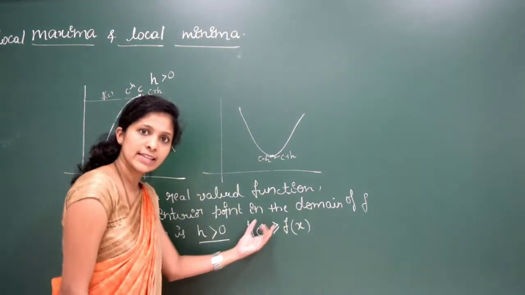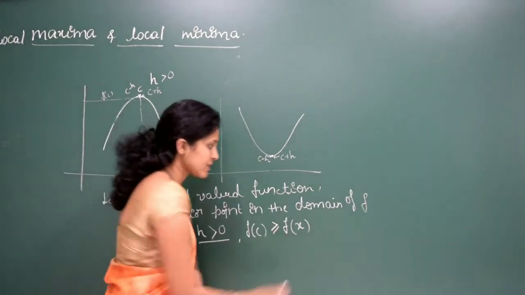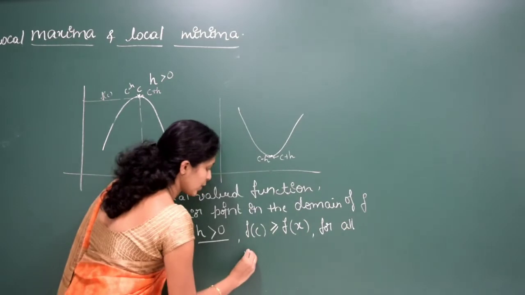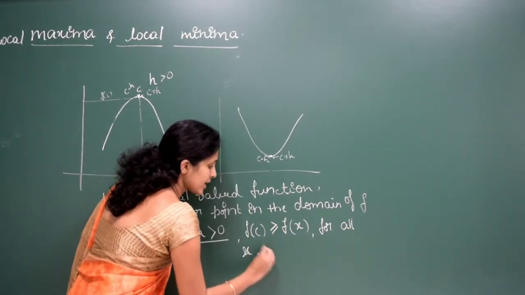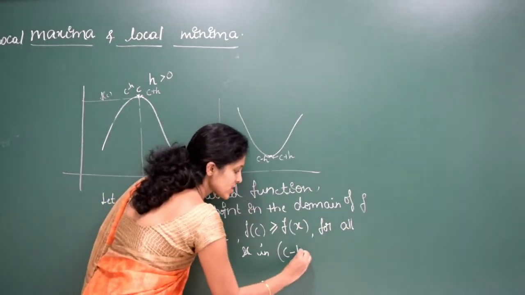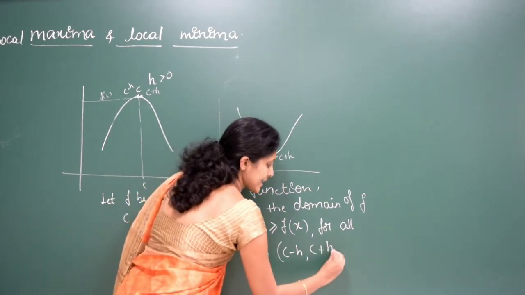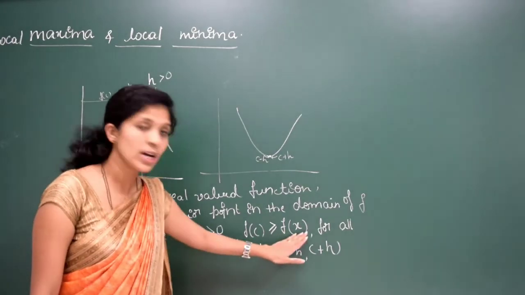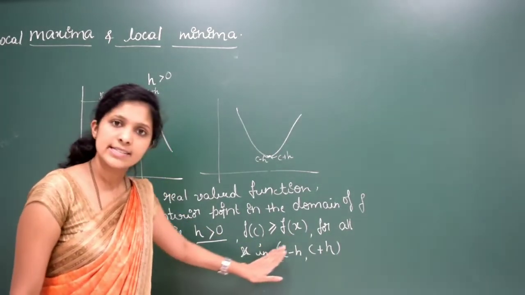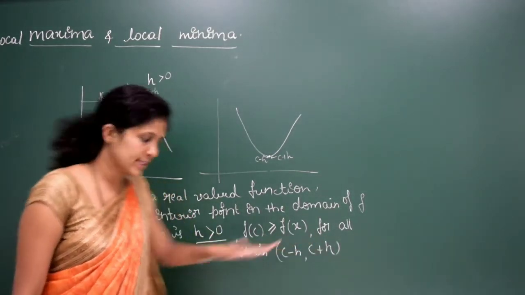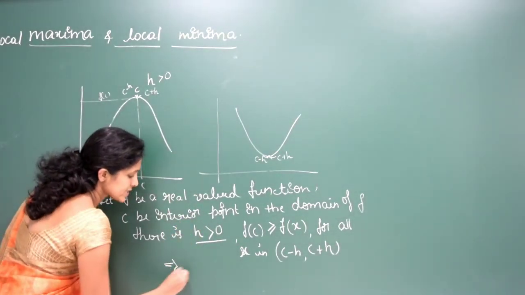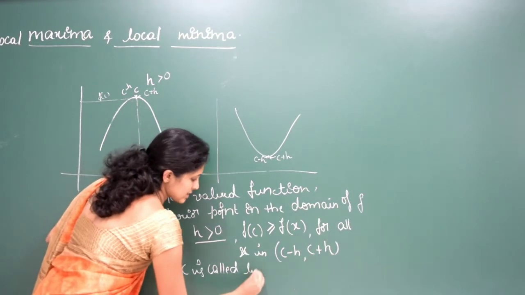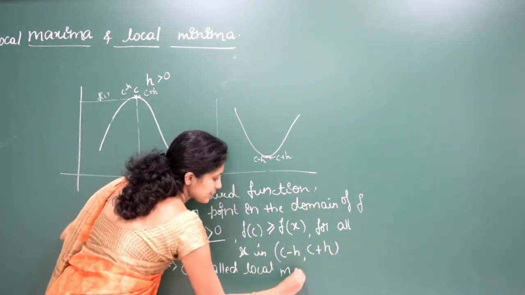Remember, f of c is greater than or equal to f of x for all x in that quantity, that means c minus h comma c plus h. Is it clear? For all x in c minus h and c plus h, f of c should be greater than or equal to f of x, then the point c is called a local maximum.